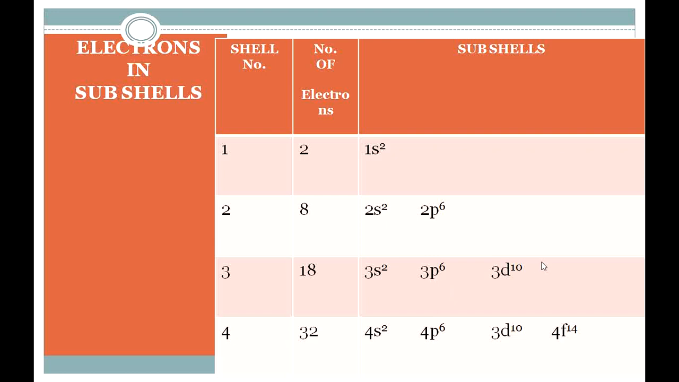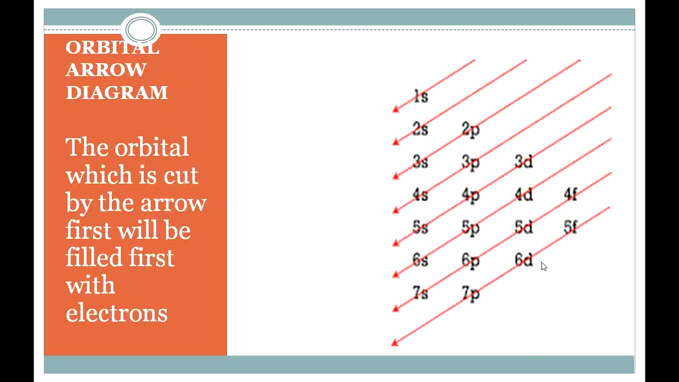Similarly, we can find out that 14 electrons can be placed in the 4f orbital. Now, how can these orbitals be filled? There is an orbital arrow diagram. We have to follow this orbital arrow diagram. The orbital which is cut by the arrow first will be filled first.